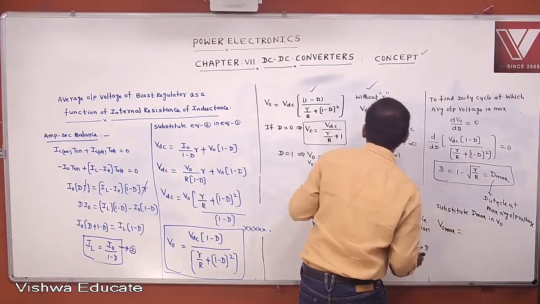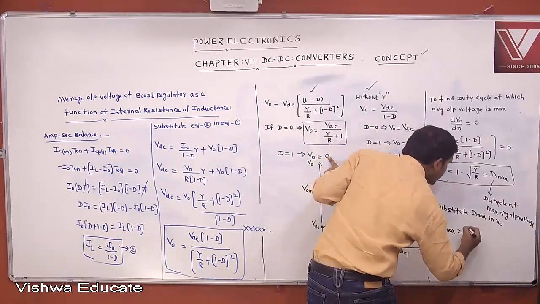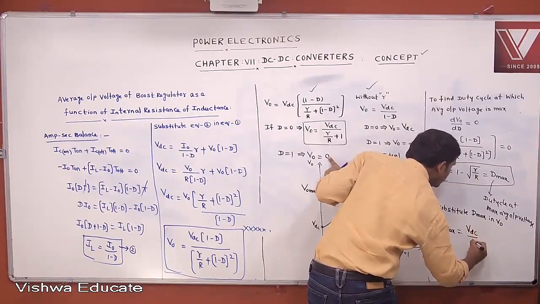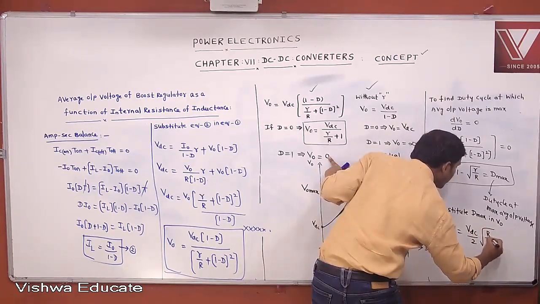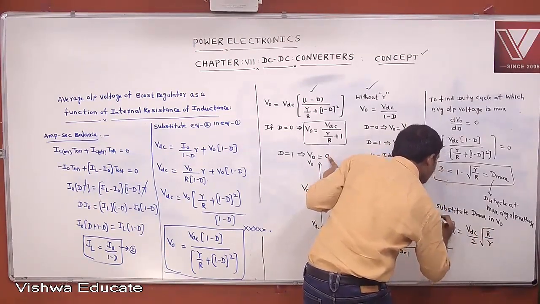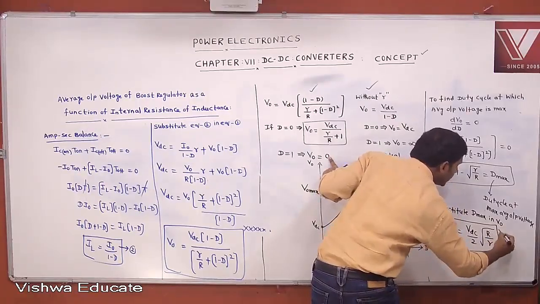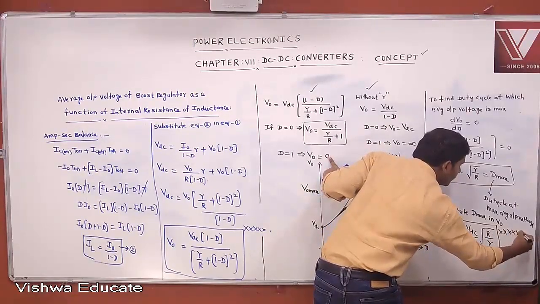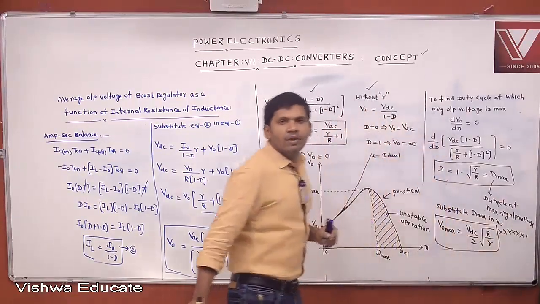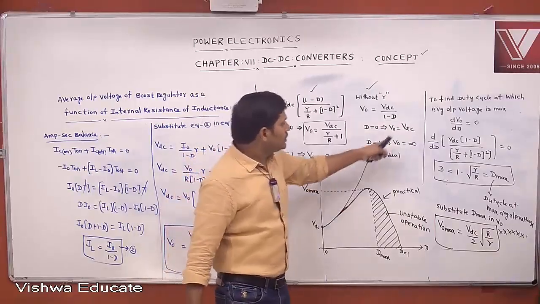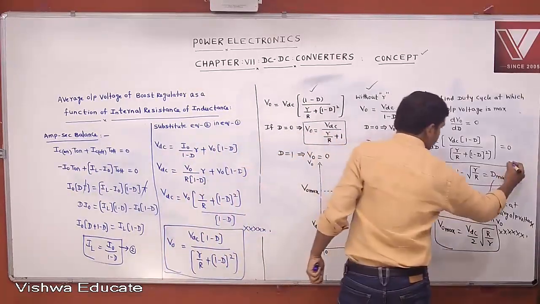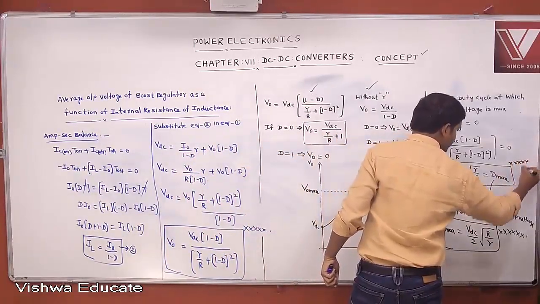Then what is the maximum average output voltage? VDC by 2 square root of capital R by small r. This is the maximum average output voltage. This you remember. This is an important formula.